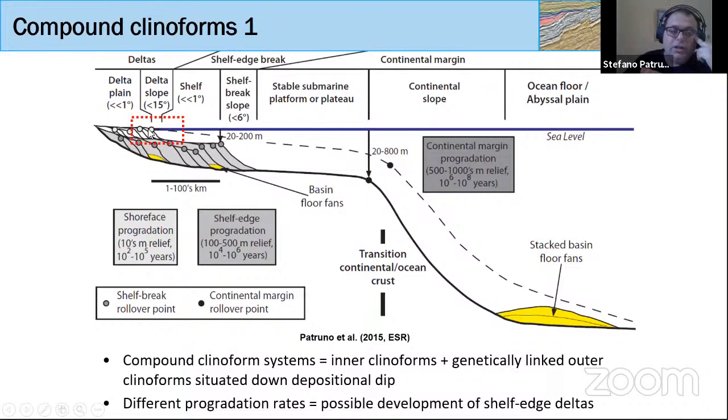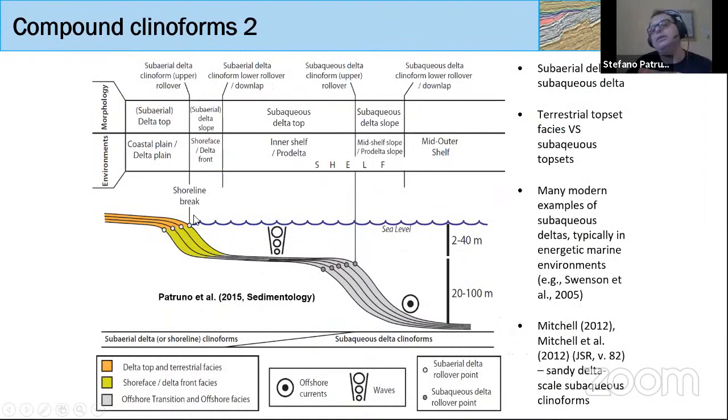Zooming in on this area, these delta scale clinoforms can be split into two parts in most cases. In some cases it's not obligatory; sometimes you see it, sometimes you don't. There is a shoreline clinoform, and then a subaqueous delta clinoform in the mid shelf. They are both characterized by heights of tens of meters, and the depth of the topset for the subaqueous clinoform corresponds pretty much to the depth of the fair-weather wave base. They are linked together between the topset area of the subaqueous clinoform and the bottomset area of the shoreline clinoform.